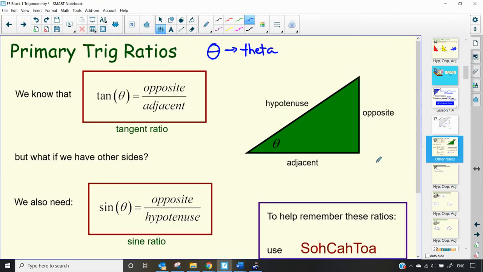All right, now when we get into trigonometry, we're going to have to make sure our calculator's in the right mode. But before we get to that point, let's look at how we can set up some of our trig ratios.